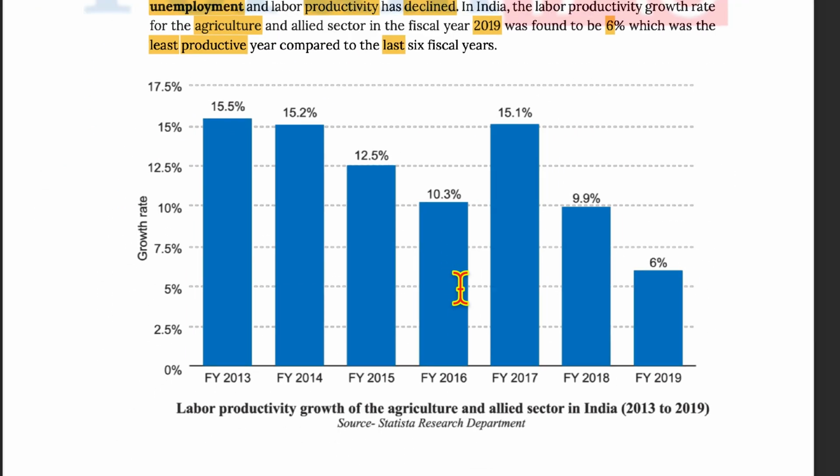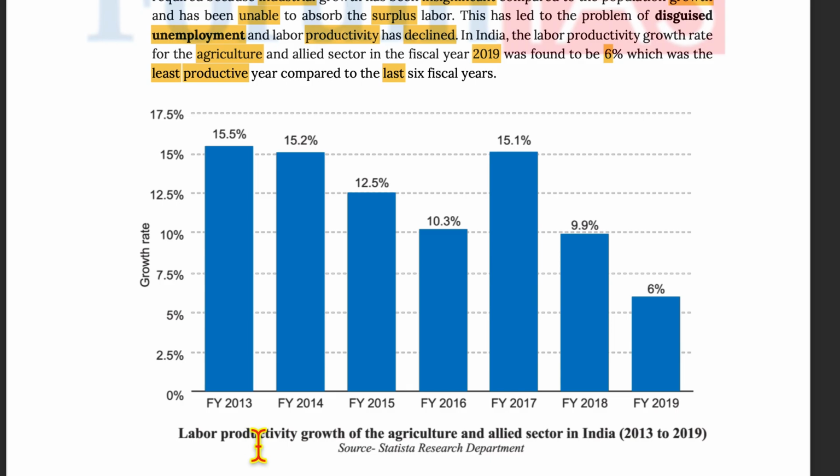Now, looking at the labor productivity growth of agriculture and allied sectors in India, we see that it is constantly declining up till 2016, and then it increased in 2017, and thereafter it is again declining. So 2017 was an outlier in this graph, maybe because of demonetization and stuff.